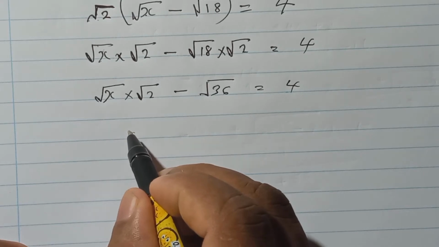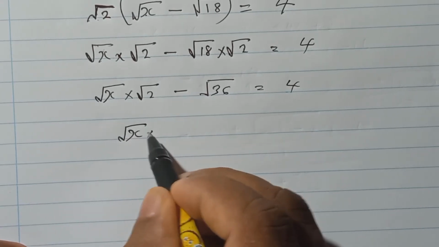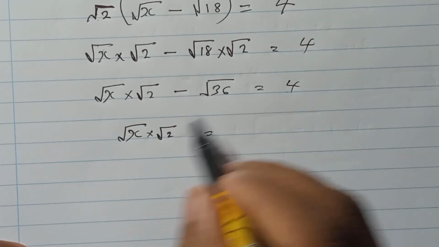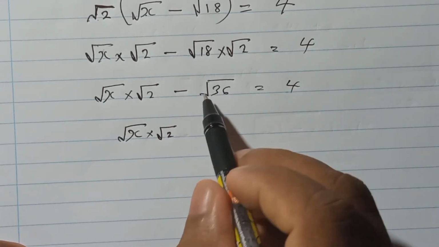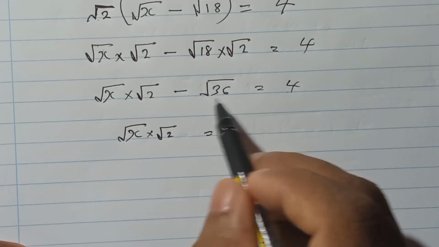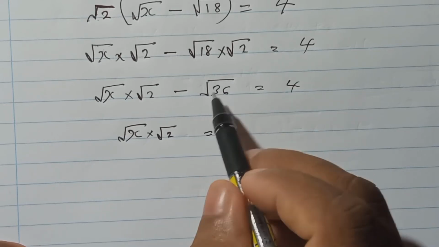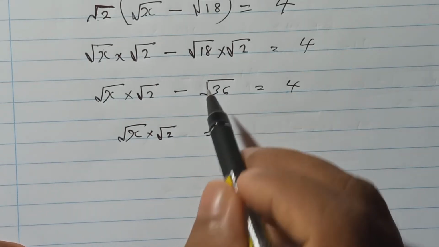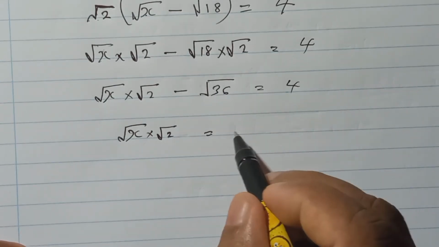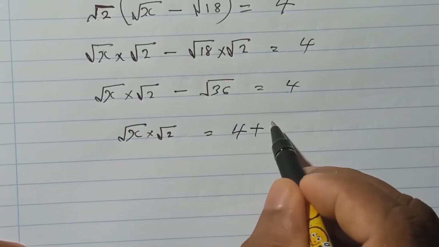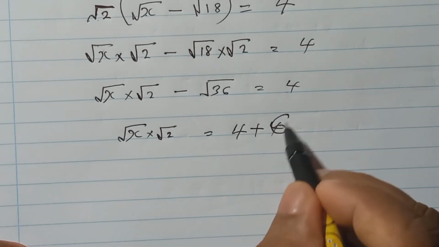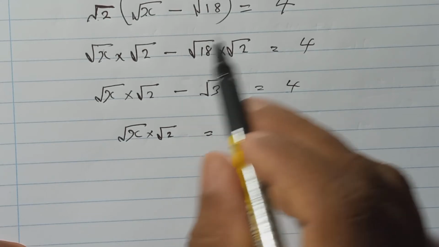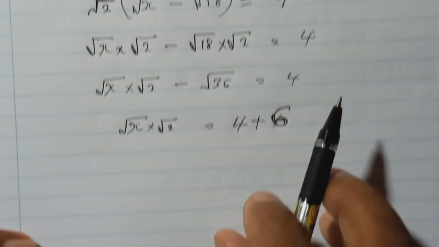Okay, here you will get square root x into square root 2. I will do this step directly. But here square root 36 means 6, right? Here answer will be 6 minus 6. When I bring to here, it will be plus 4 plus 6, right? When I bring here minus 6, answer minus 6. When I bring to here, it will be plus 6.